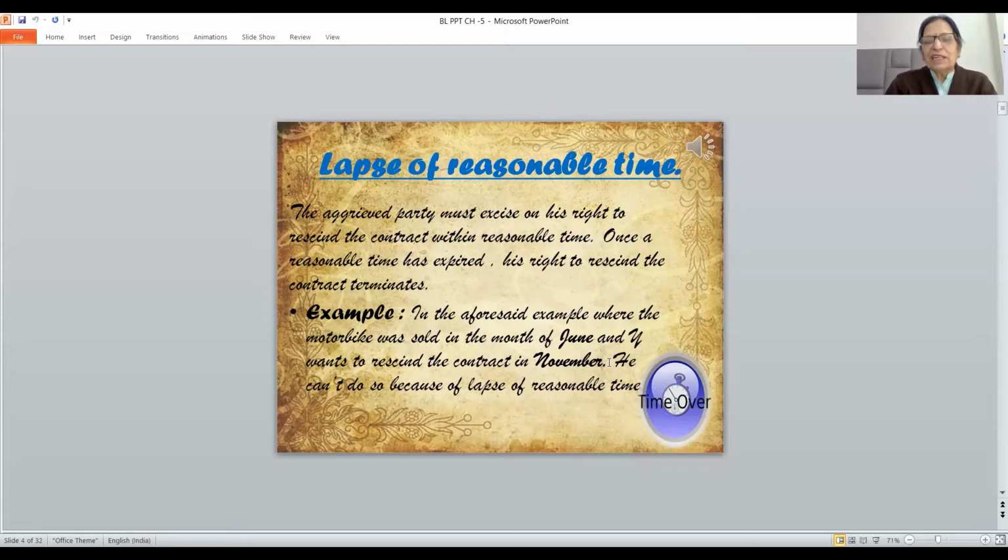Second is lapse of reasonable time. Continuing with the same example, once the reasonable time is over, then also the party has no right to put an end to the contract. The motorbike was sold in the month of June, but Y wants to rescind the contract in November. So July, August, September, October, after 5 months, we will say the time is over now. Because the reasonable time is over. As far as reasonable time is concerned, friends, the ICA is silent about this. It depends upon the circumstances of each particular case. So once the time is over, then the party is bound by the contract. The party's right to cancel the contract is lost.